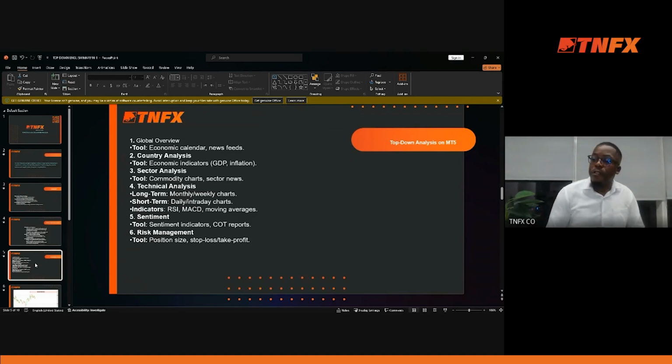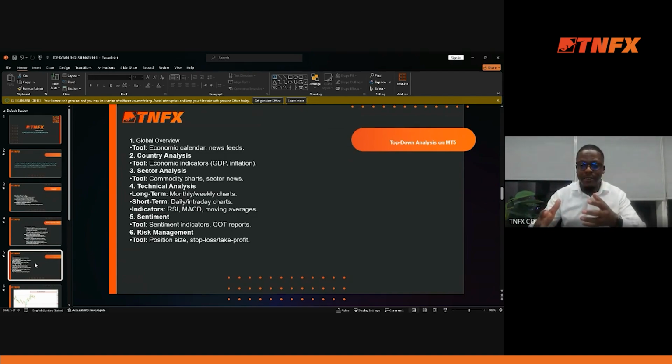And then number five is the sentiment. So the tools will be sentiment indicators and COT reports. The last one, which is very important, would be your risk management, and the tools will be position sizing, stop loss, and a take profit target. This is the major one that you need to focus on once you are done with your top down analysis.